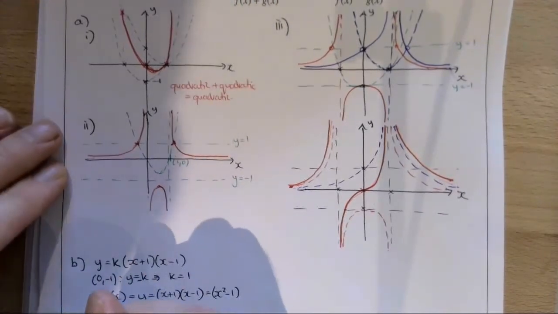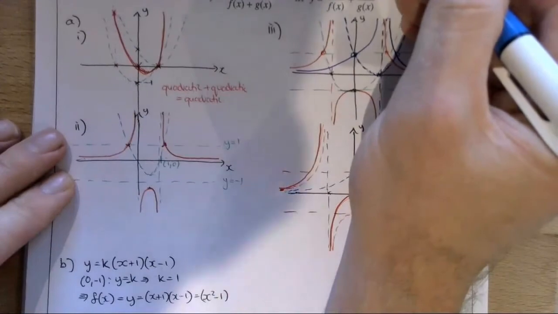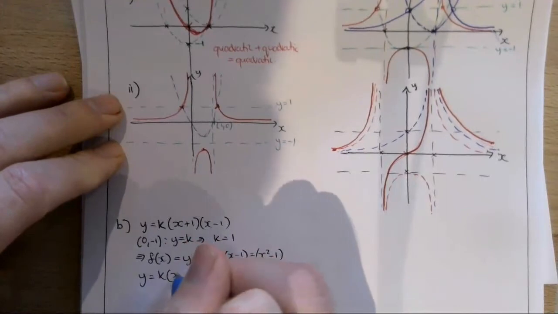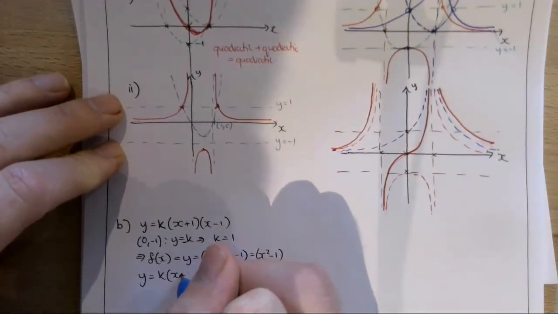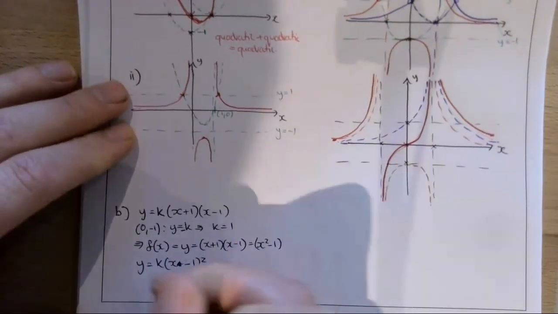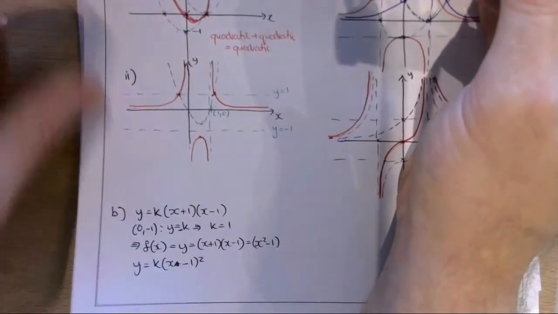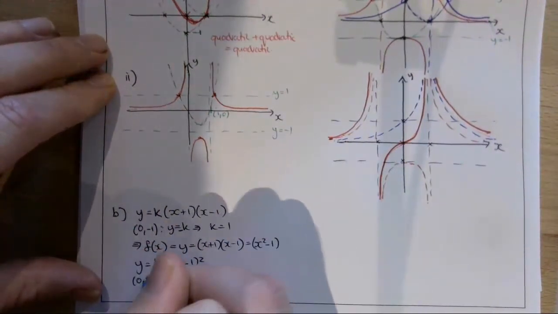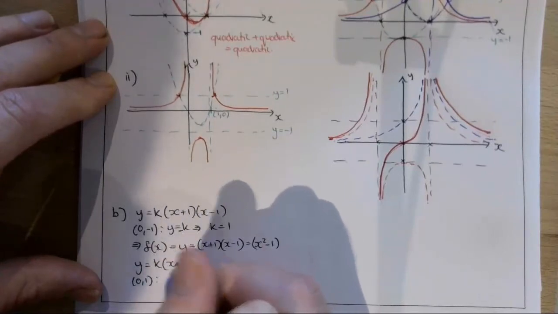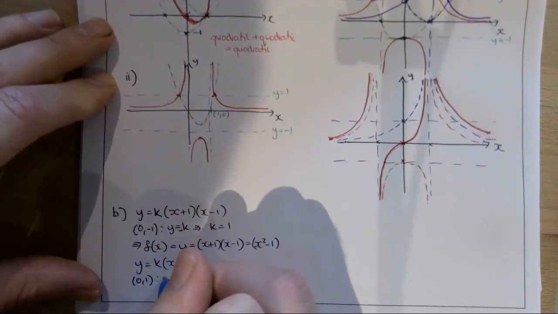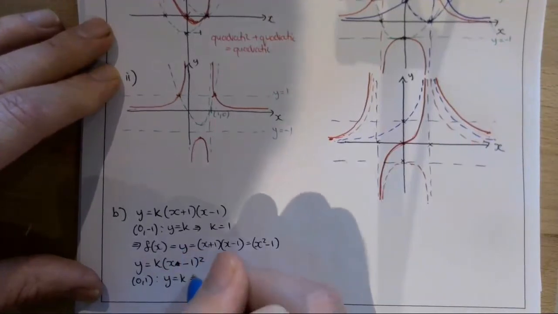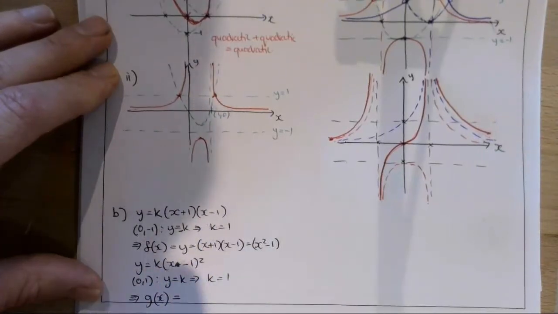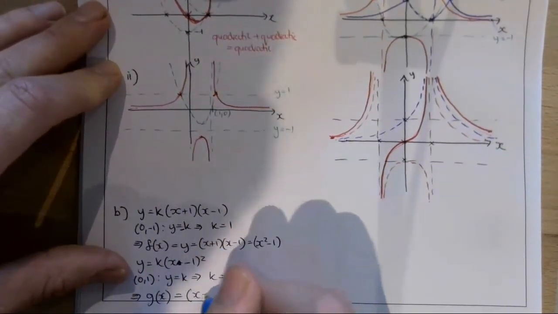Then if I look at g of x, well, g of x has a repeated root at 1, so it's going to be something like k times (x minus 1) squared. And then substituting in again, if I substitute in x equals 0, I have to have a value of 1. So substituting in (0, 1) tells me that y equals k. So again, k equals 1. So g of x must be (x minus 1) squared.